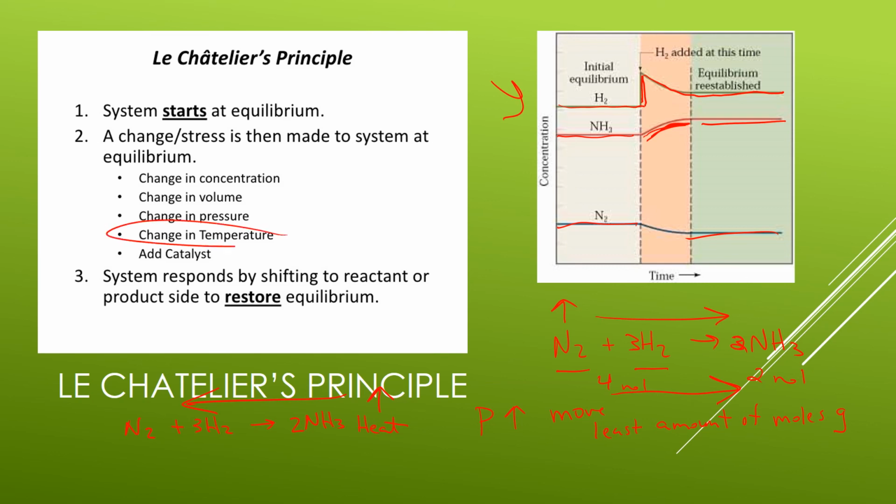Remember that temperature is the only thing that can change your K value, because K is temperature dependent. So if the reaction is shifting towards the reactant side, that means there's more reactants being made now, so K will decrease. If temperature causes a change to where your reaction shifts to the product side, K will increase because now I'm making more products.